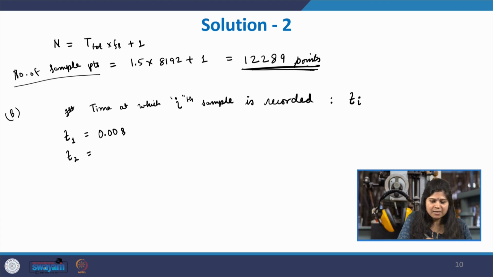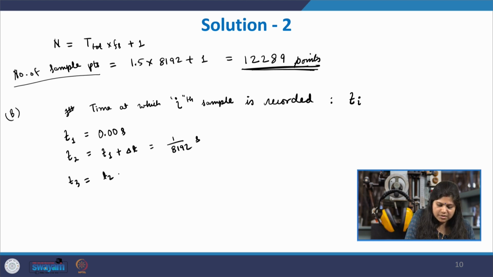Then the increment between 2 sample points is the delta t. So, this would be whatever is the time instance of the first recording plus a delta t. This would give you 1 by 8192 seconds, and T3 would be again whatever is the time at which the previous recording was done plus another increment. After another delta time there is a new recording.